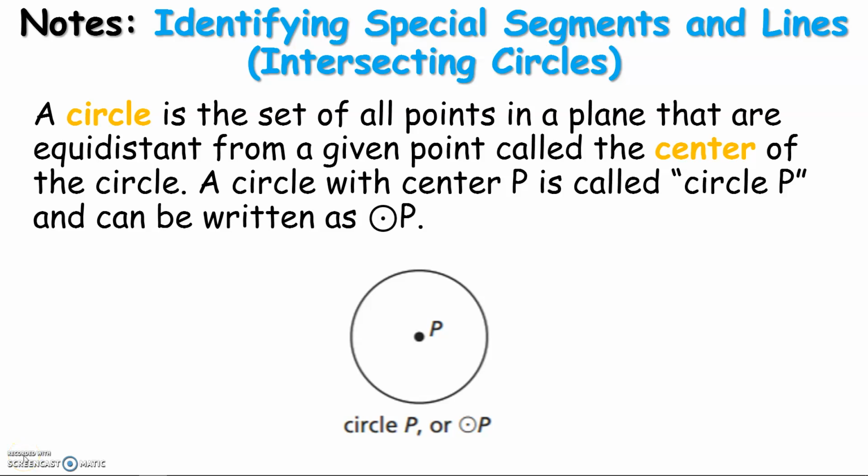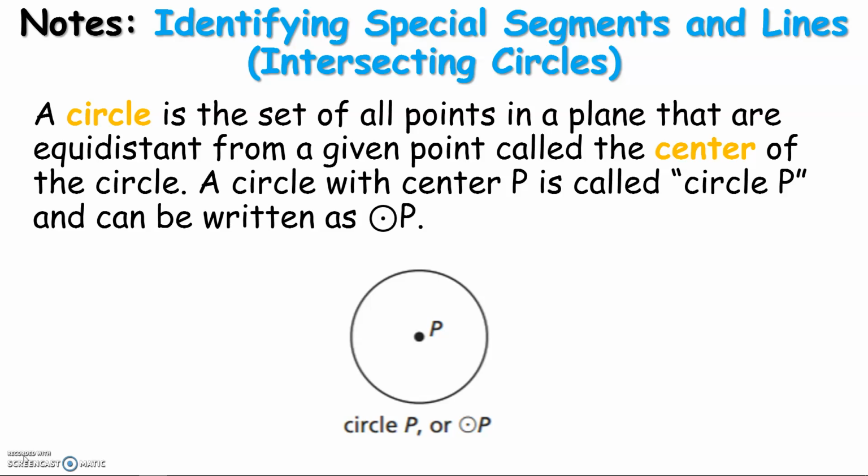The focus of this lesson is identifying special segments and lines intersecting circles. Let's start with a very simple definition, that of a circle. A circle is defined as the set of all points in a plane that are equidistant, or the same distance, from a given point called the center of the circle.